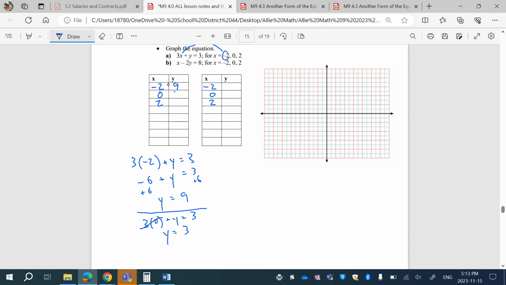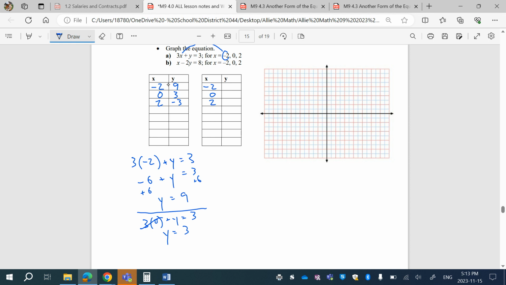And now I think we can see a bit of a pattern. As this goes up by 2, this goes down by 6. So our next one's going to be at negative 3. You could quickly confirm: 6 plus y equals 3, you'd have to subtract 6 from each side, and that makes sense.